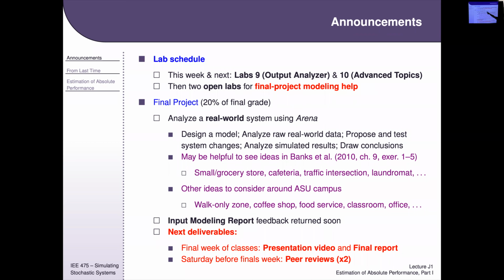This week, Lab 9, we'll be talking about the output analyzer, which we're going to start talking about in this unit as well, and that will help you do things like analyze rigorously the outputs that are coming out of your simulations, so you can start validating and running general analyses.